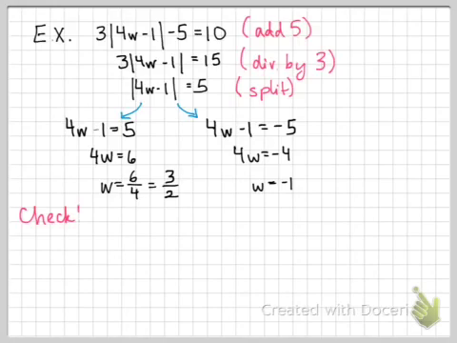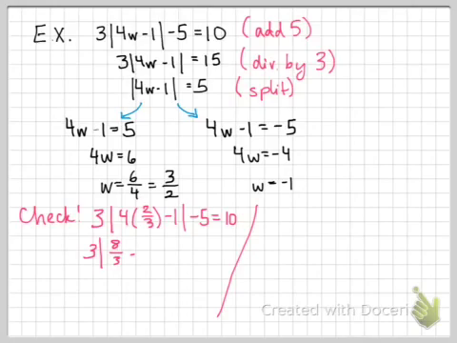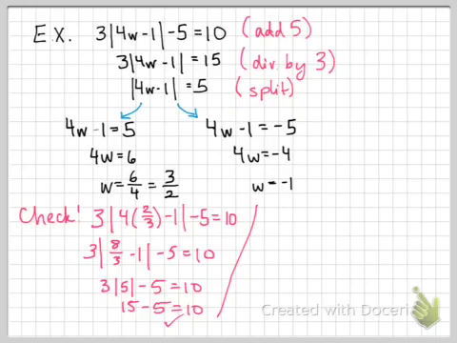Let's check our answers. So, 3 times the absolute value of 4 times 3/2 minus 1, minus 5 equals 10. If I combine fractions, I have 3 times the absolute value of 5, minus 5 equals 10, and 15 minus 5 equals 10. This is obviously true, so that answer must be right.